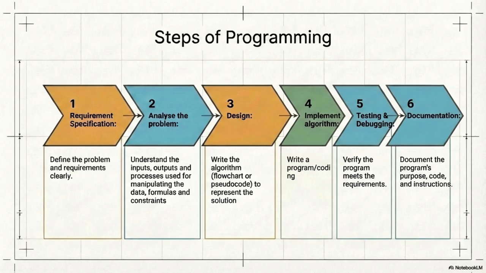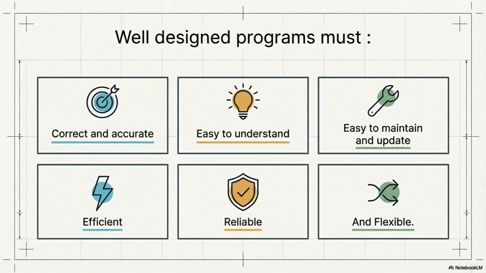So that is the 5th step. And the final step is the documentation, where you document the program's purpose, the code itself, and instructions for use. A well-designed program must be correct and accurate, easy to understand, easy to maintain and update, efficient, reliable, and most of all, flexible.